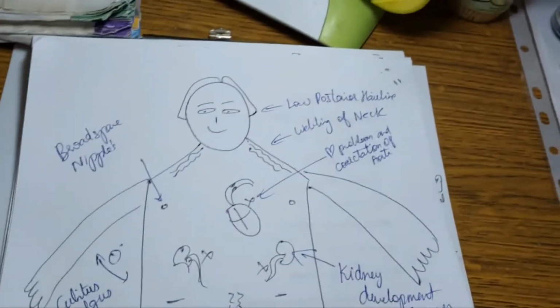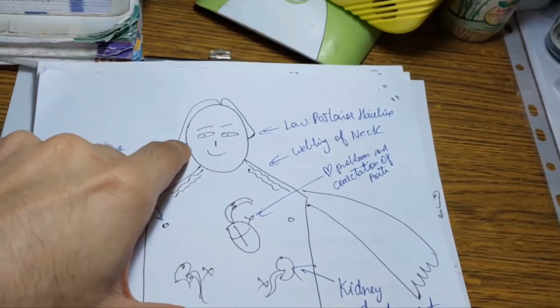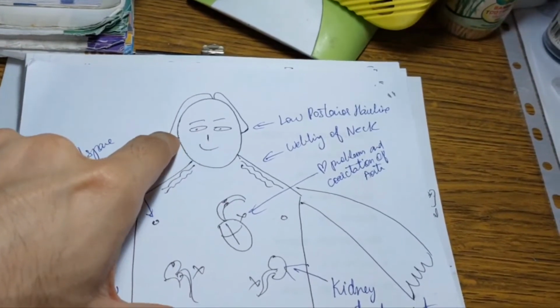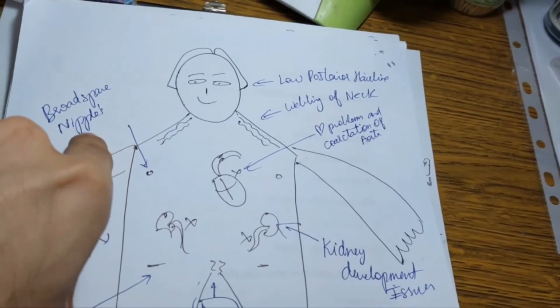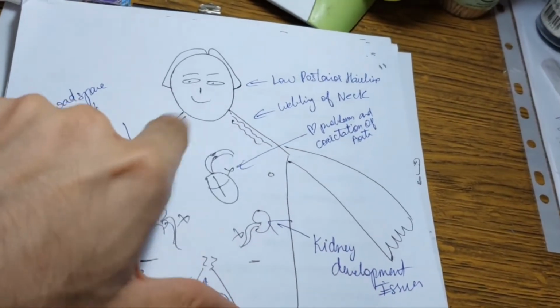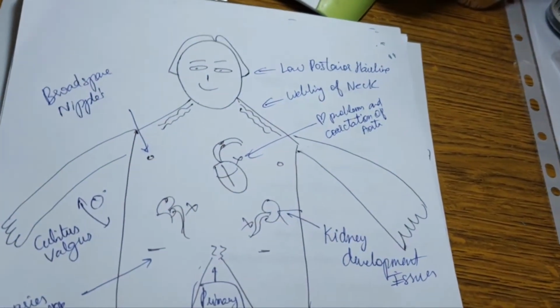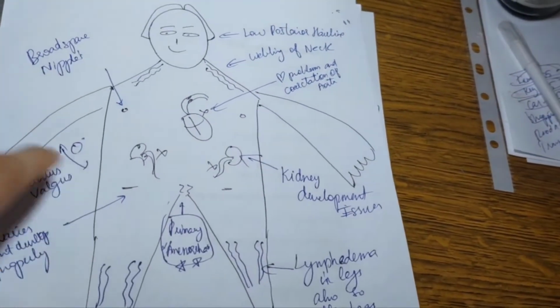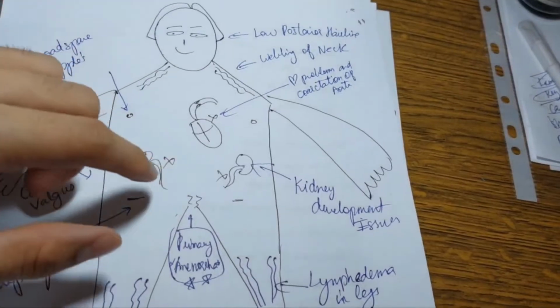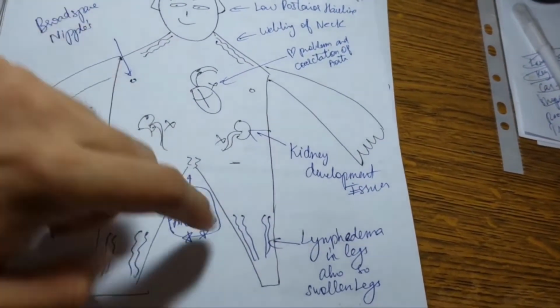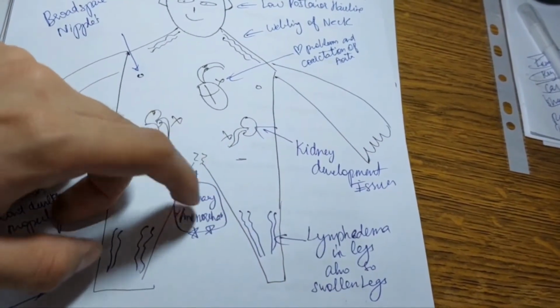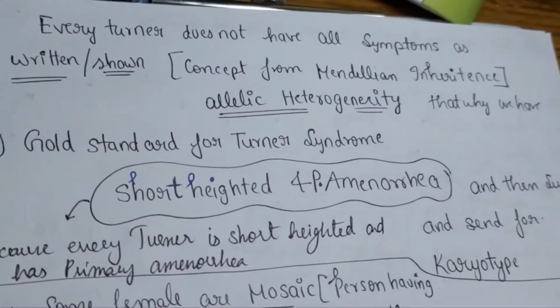So here we can see in this diagram, in this patient of Turner syndrome, she will have a low posterior hairline. So behind her head, the posterior hairline is going to be low and it's going to end very soon. And then she is going to have broad spaced nipples, webbing of the neck, heart problems and coarctation of aorta, cubitus valgus, the carrying angle is increased. Then the kidneys also don't develop properly, the gonads also don't develop properly. Then there is going to be lymphedema, and a very important thing, primary amenorrhea, and eventually the patient is short-heighted. So this is a Turner syndrome patient.